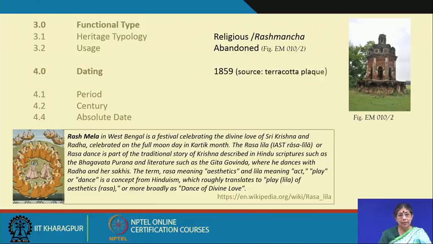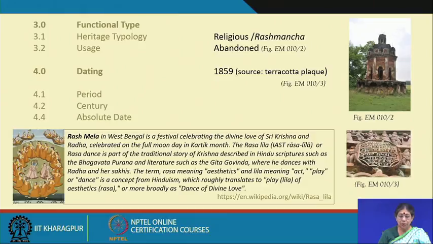As for the dating, it is absolutely very important to mention the dating. Fortunately, in this particular case there is a clear indication: there is a terracotta plaque, as you can see, that says it was built in 1859, and it is in the Bengali dating system. It is written which year it was built. That is why this plaque becomes not only a decorative element, it is documentary evidence, which is very important.